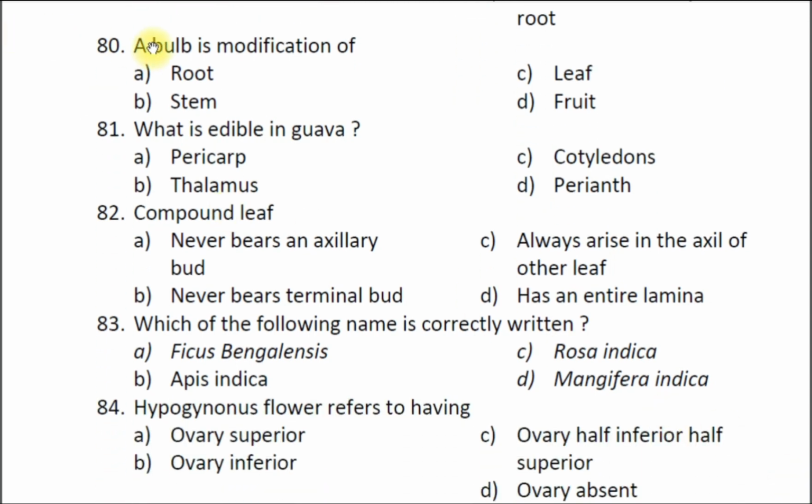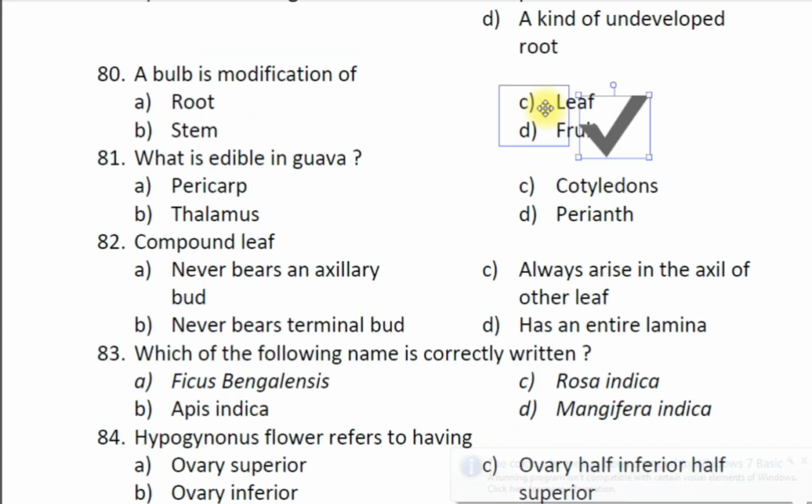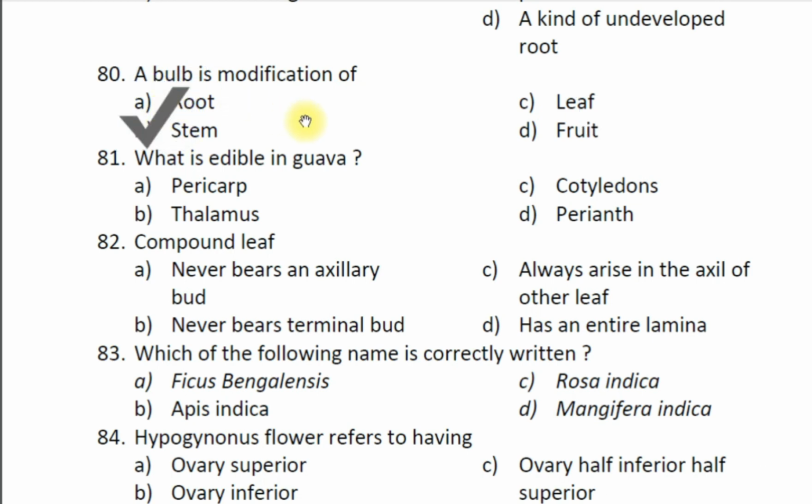Question number 80. A bulb is a modification of A. root, B. stem, C. leaf, and D. fruit. The correct option is B, stem. The stem is shortened to form a disc called the basal plate from which the roots arise.